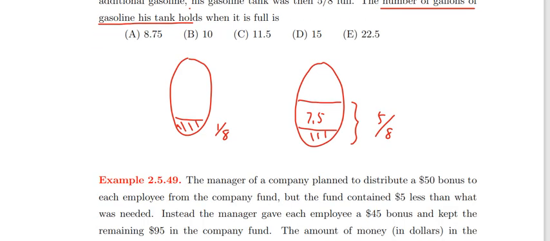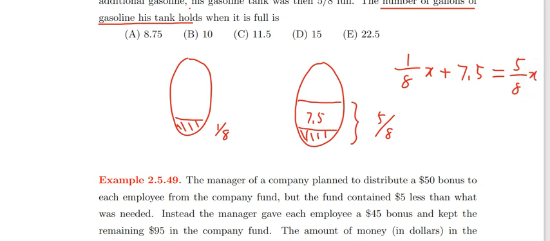So we let this number be x. So we have this equation. This part is 1/8 of x plus 7.5, which becomes 5/8 x, right?